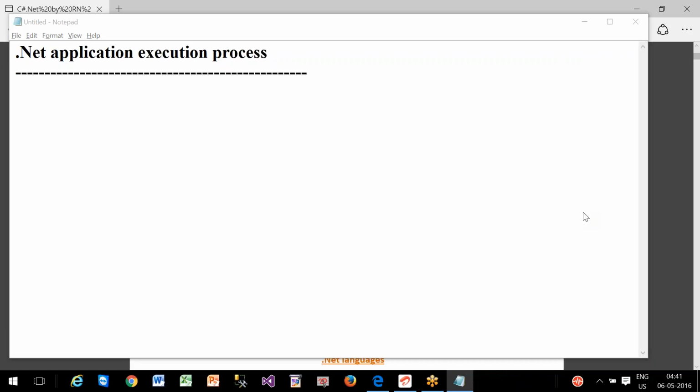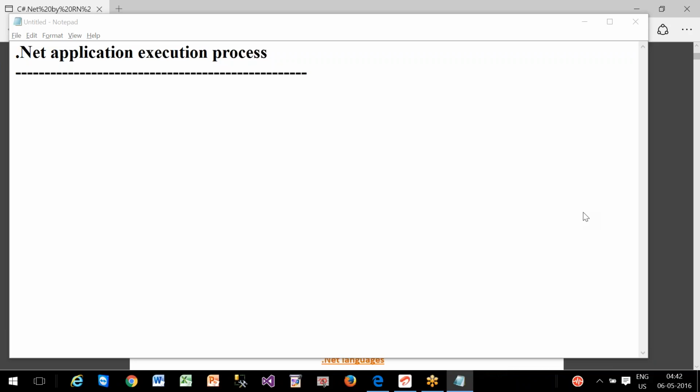Yeah, Uma, explain. This .NET execution process is divided into 2 steps. The first step is the .NET language compiler, which converts the high-level language code into MSIL code. The next step is the JIT compiler, which converts the MSIL code into the native code.